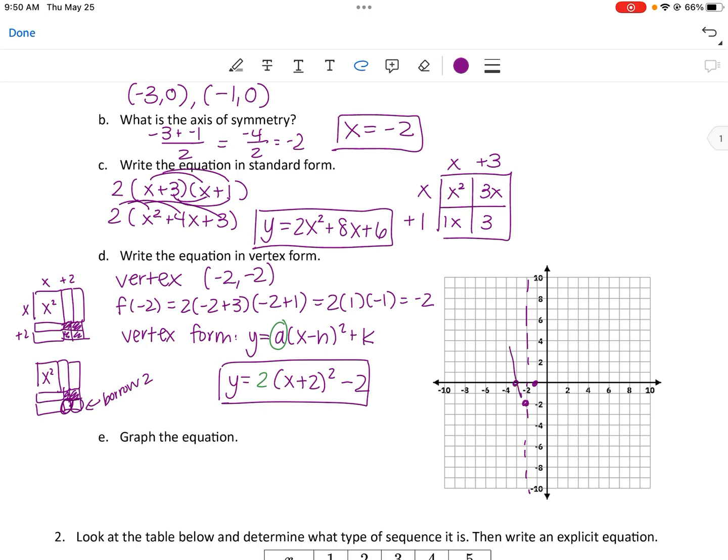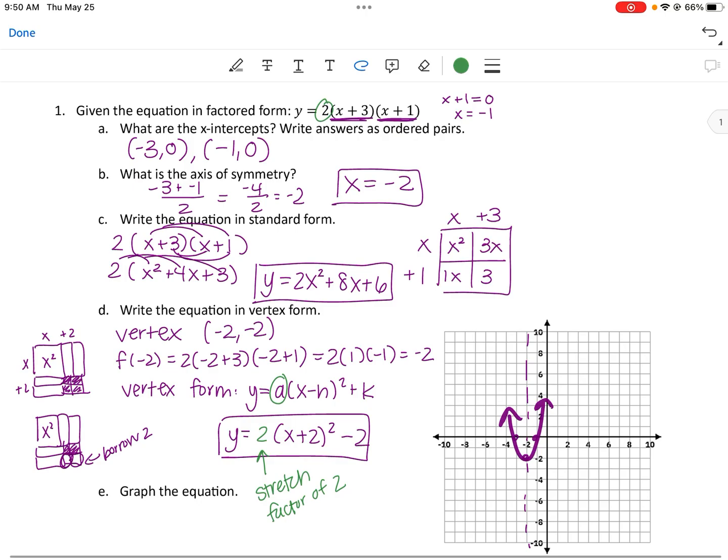Okay, now we have enough to go ahead and graph the equation. A good thing to think about is that the a is actually telling you that it has a stretch factor of 2.